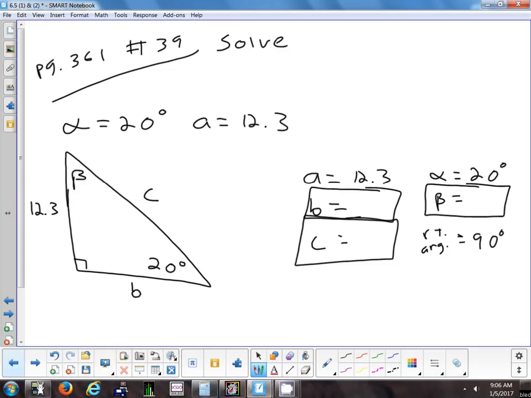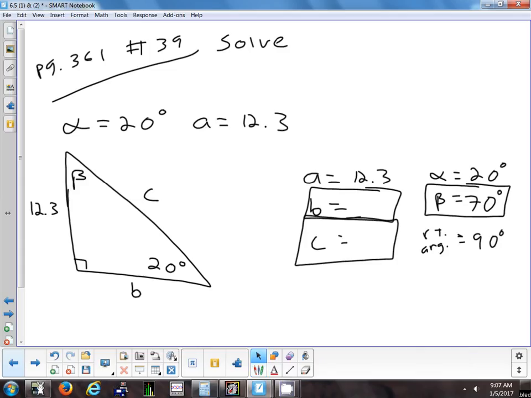So Jacob, how would I get beta? Yeah, 90 minus 20, because those two angles have to be complementary. So how much is beta? 70. Now that I have beta, am I going to use it for anything in the problem? No. It is right, but I'm going to stay away from it just in case I made a mistake. All right, so now we're going to find B and C.